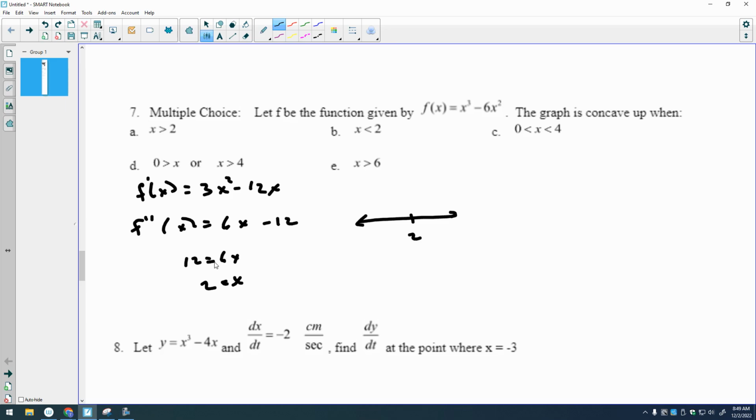Concavity says my second derivative must be positive in order to be concave up, and second derivative must be negative to be concave down. So I want to plug in 0 or these values into my second derivative. 6 times 0 is 0, minus 12 is negative. Plug in like 3. I get 18 minus 12 is positive. Concave up, concave down. What's my answer? Looks like my answer is A.